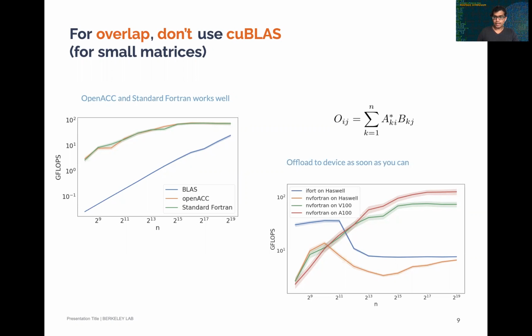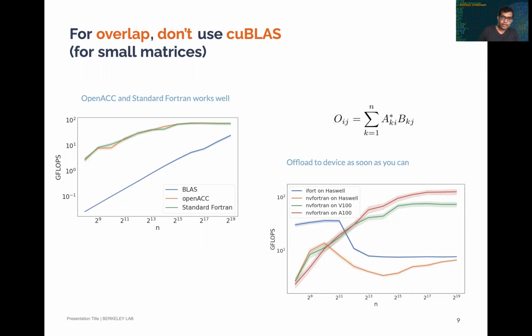And the other lesson from this routine is that you should offload to a device as soon as you can, because the performance starts getting saturated rapidly on Haswell, whereas on a V100 or A100 it climbs up to an order of magnitude more than on Haswell.